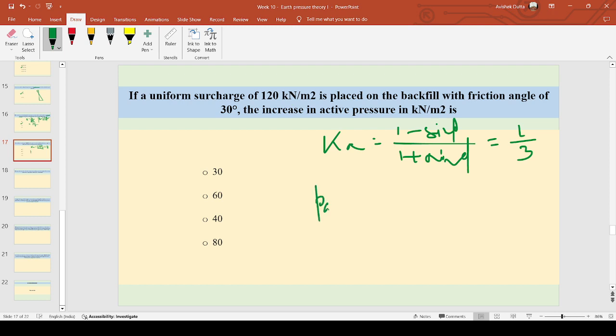Now uniform surcharge sigma is given, increase in active pressure. Active pressure Pa is how much? Ka into sigma, it is 1 by 3 into 120, which is equal to 40 kilopascal. Simple formula we are using here to find the increase in active pressure. There is an increase in lateral pressure when the uniform surcharge is placed on the backfill having friction angle 30 degree. Okay.